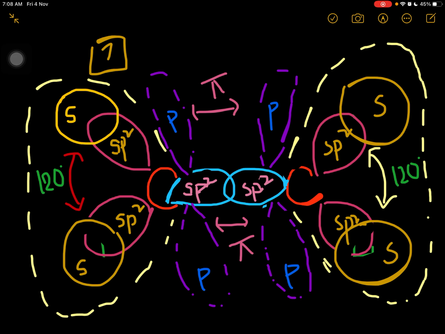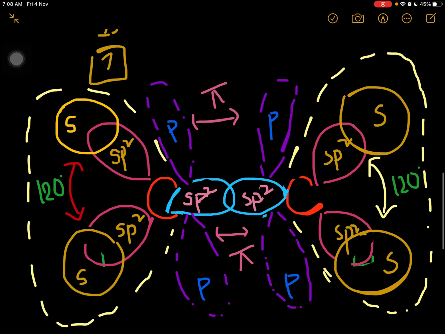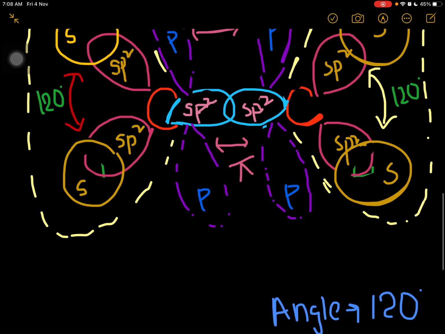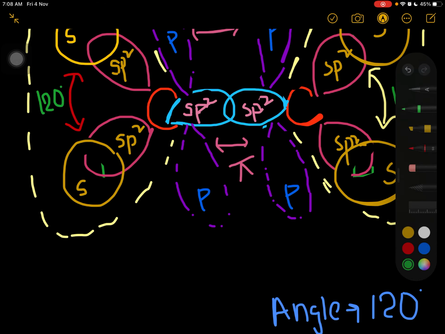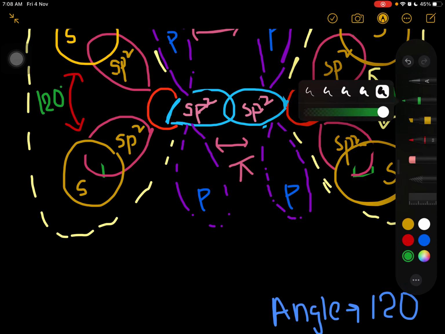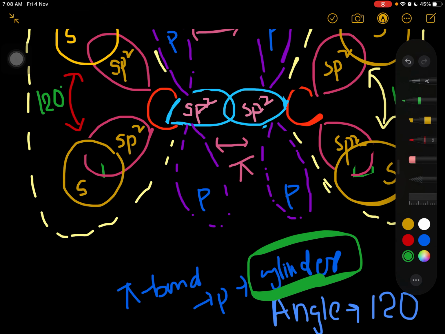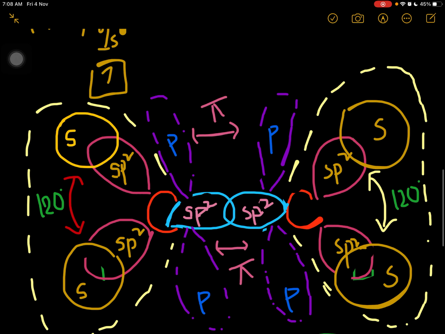So I hope the structure of ethene, the hybridization, the whole visualization is clear to you. And remember one thing, this pi bond is forming, and the p orbital is forming the shape of a cylinder in this ethene molecule, right?